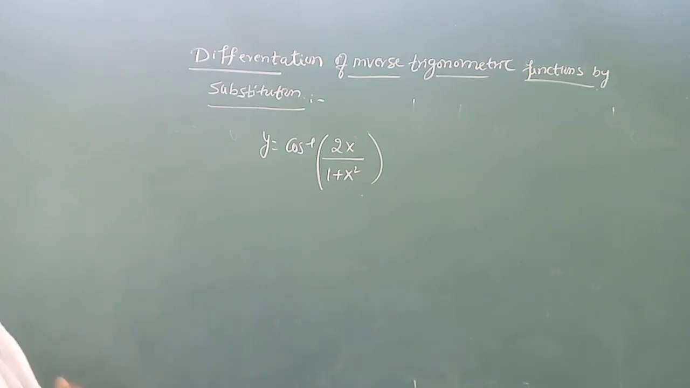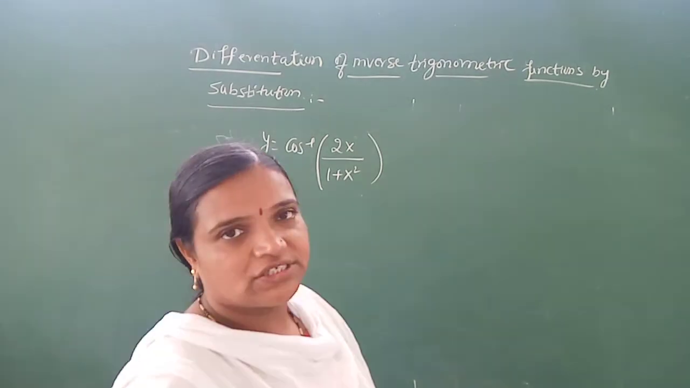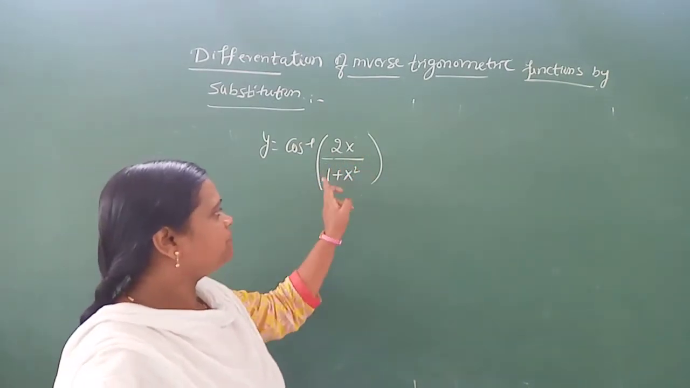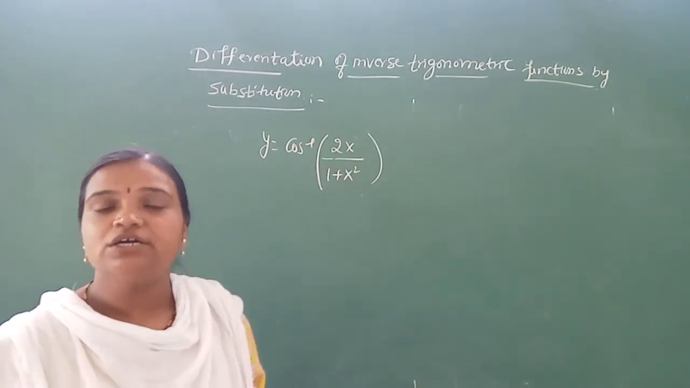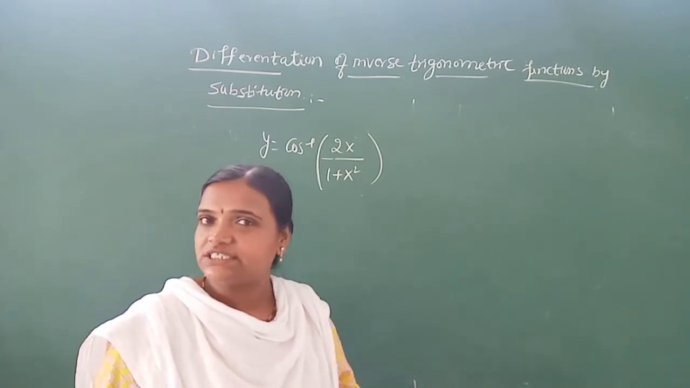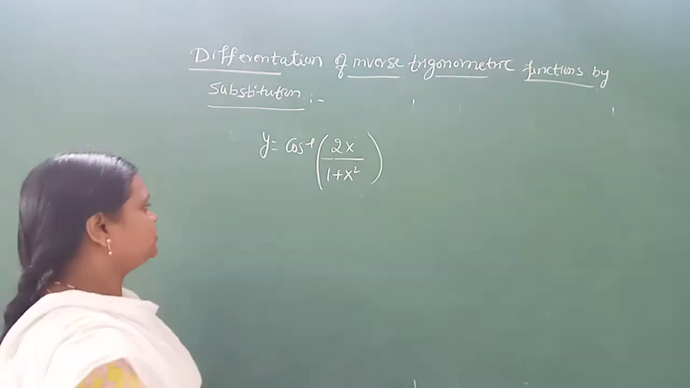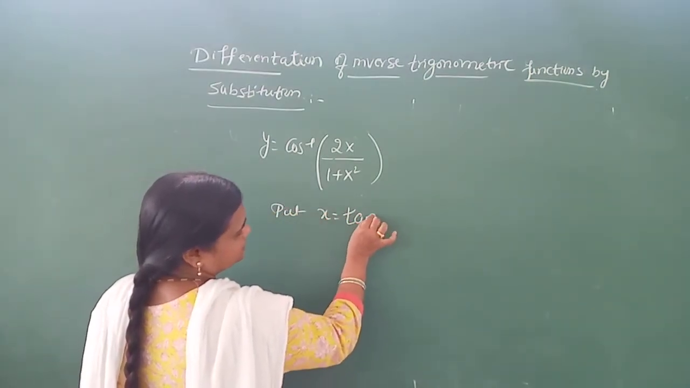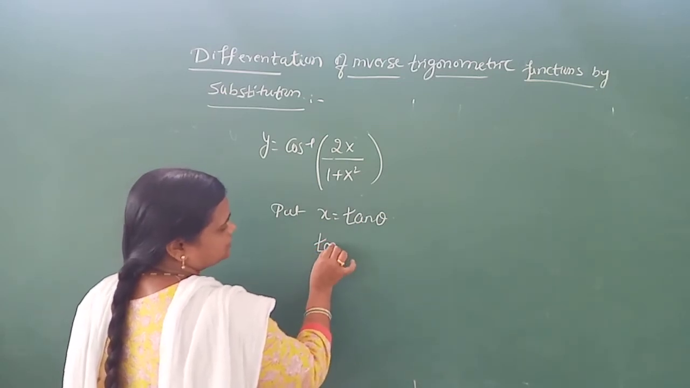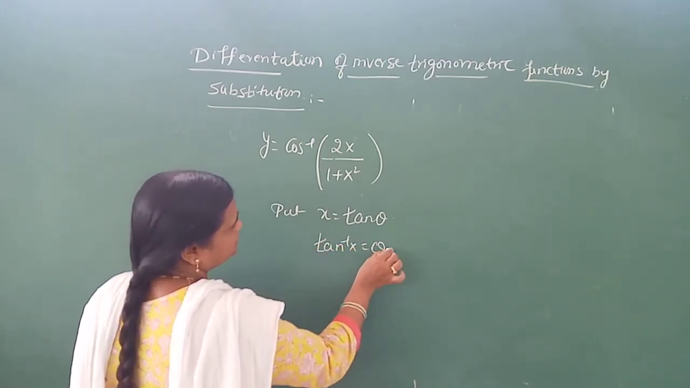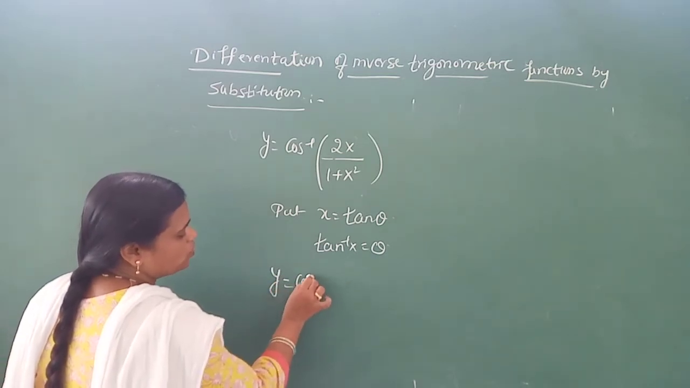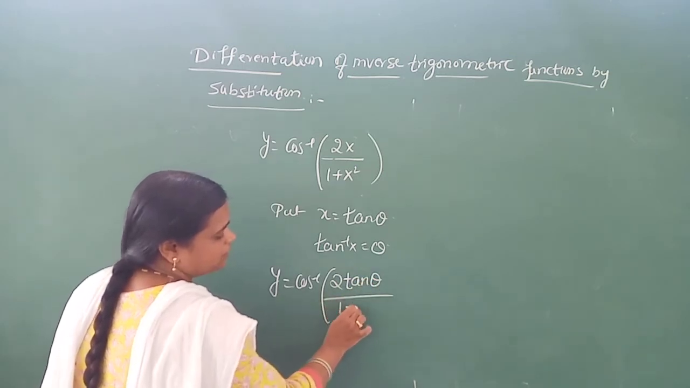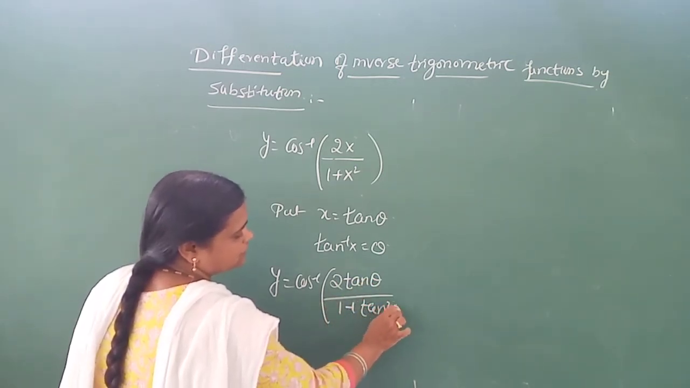For this, just concentrate. Very first, I mentioned put x is tan theta, correct? Then 2 tan theta divided by 1 plus tan square theta. We have the formula: 2 tan theta divided by 1 plus tan square theta is sin 2 theta, correct? Therefore, substitute x is tan theta, we get tan inverse x is theta. Then y is equal to cos inverse of 2 tan theta divided by 1 plus tan square theta.